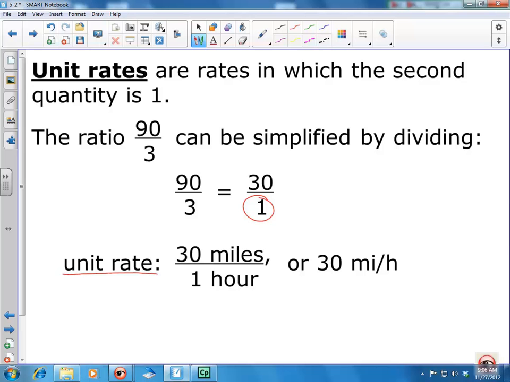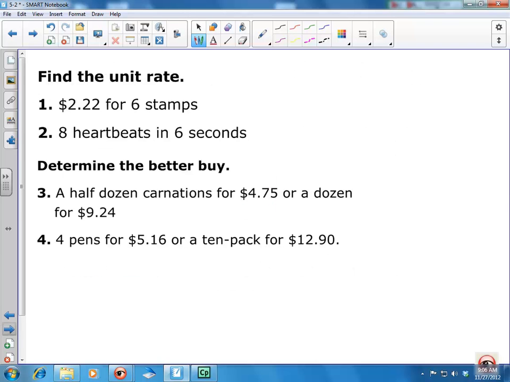Okay, let's take a look at our next slide. All right, it says find the unit rate for each of these. Now, for our first one here, it says $2.22 for 6 stamps. So we know that we're going to have $2.22 for 6 stamps, and we're trying to figure out how much 1 stamp is going to equal. Okay, so yes, we divide.